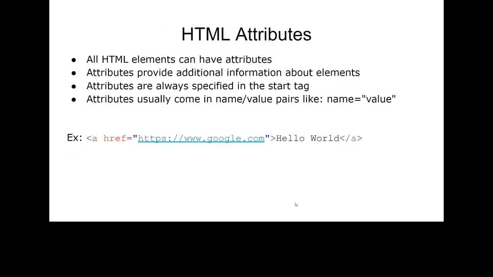Yeah, this is about attributes in HTML. So all HTML elements can have attributes. They basically provide additional information about your elements. Attributes are always specified with the help of a start tag, and they usually come in name-value pairs, like name, then its value. An example is given of google.com, and then hello world is given. So yeah, this is basically attributes. Next.